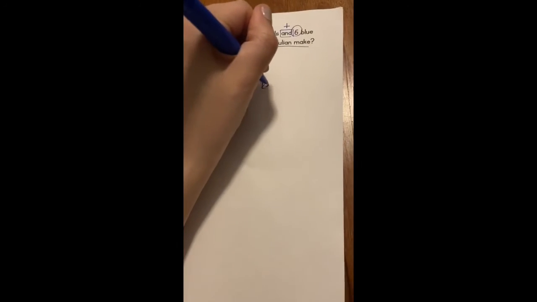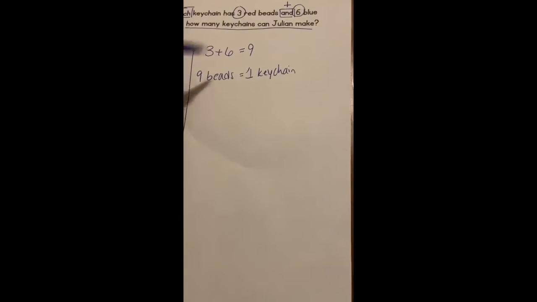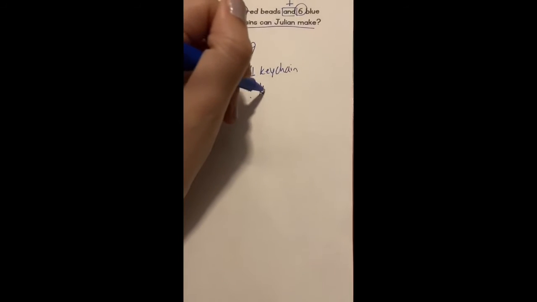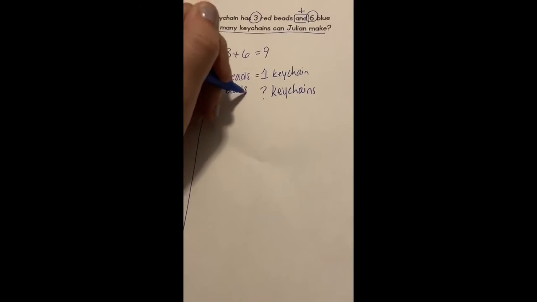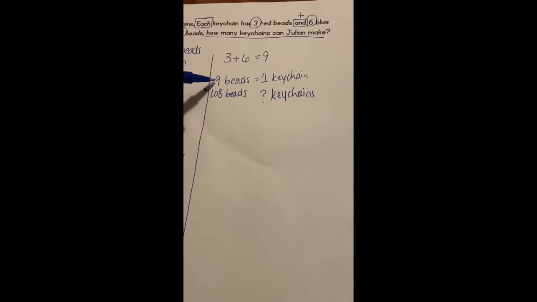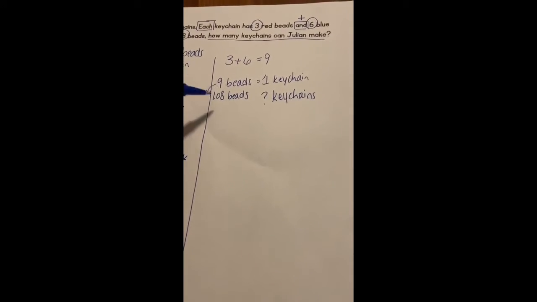So again, I see that I have 3 red and 6 blue to make a keychain. I know that 3 plus 6 gives me 9, so I know that I need 9 beads to make 1 keychain. Now I should be thinking to myself, how many keychains can I make with 108 beads? Well, I have to figure out how I get there. How many times do I do 9 to get to 108?